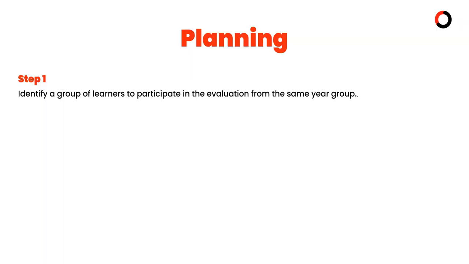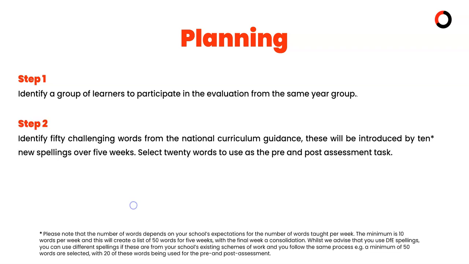So let's look at this from a step-by-step approach. Step 1. Identify a group of learners to participate in the evaluation from the same year group. Step 2. Identify 50 challenging words from the National Curriculum Guidance. These will be introduced by 10 new spellings over 5 weeks. Select 20 words to use as the pre- and post-assessment task. In the 6th week will be a consolidation one.